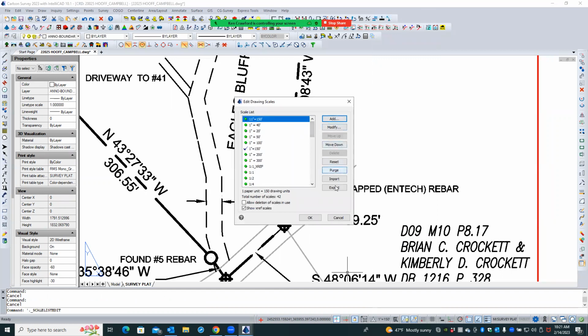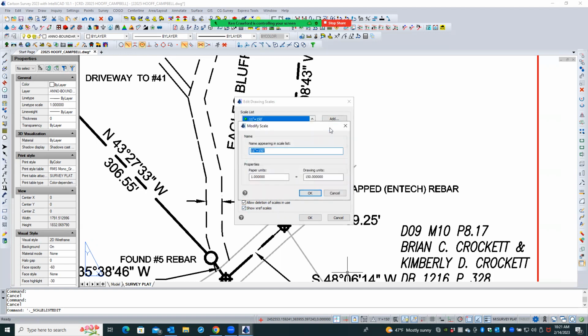So we need to actually. Why won't it let me delete it? You got some other things. All right, so if I delete that. What on earth? How about hit modify and change it to 1 inch equals 150 feet? See what happens. Well, that would be all right, I guess.